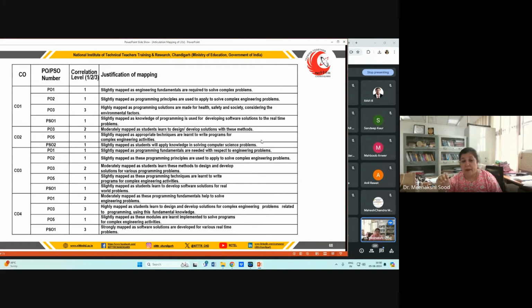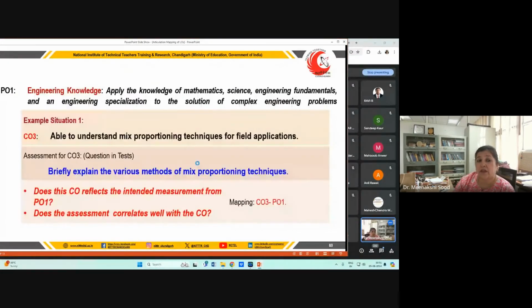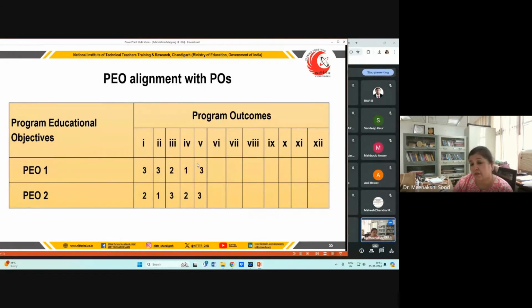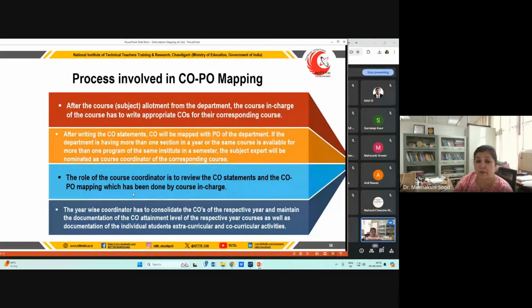So for any type of mapping which you are doing, with CO-PO, PEO-PO, mission, vision, a justification has to be given. If you say CO is mapped with PO1, why 1? You can say it is slightly mapped as engineering fundamentals are required. If it is 3, because programming solutions are made for health and so on. Earlier it used to be, okay, I have written 3, 2, 1, I feel this, or the committee feels this. But now it has to be put on paper why 3, why 2, and why 1. Proper justification has to be given.